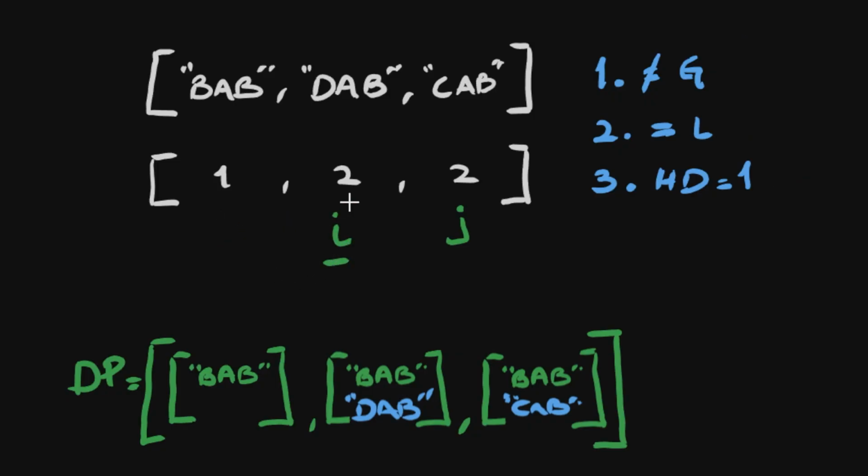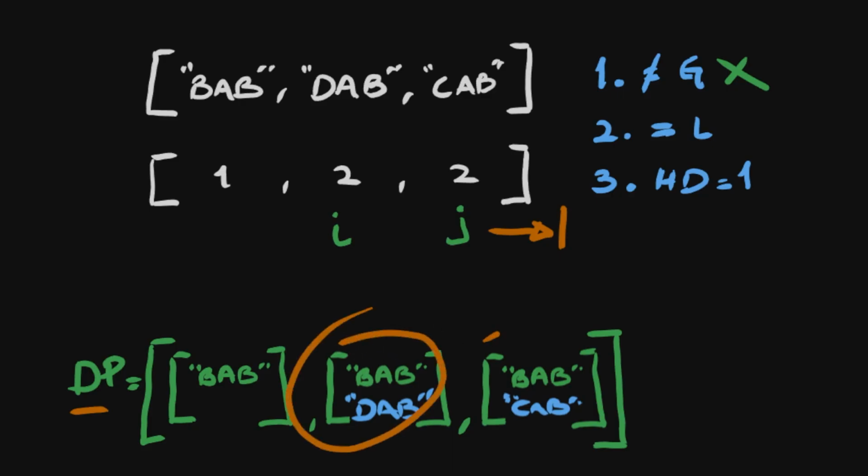Next we update i, and we are checking if this value is different from this value, but 2 equals 2, so this is not true. Finally we update j, we reach the end, and this is the final dp array, and from here we can return any array with the biggest length, so we can return this or this. And this is it for the approach.